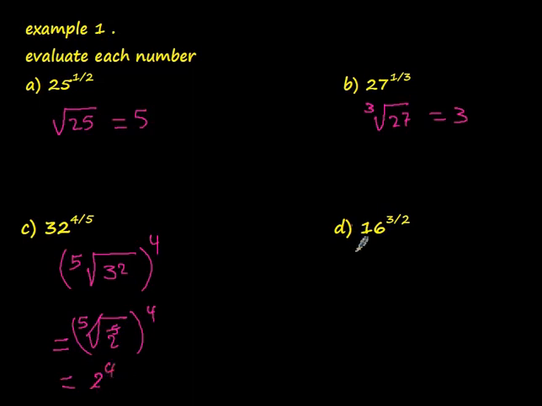Let's move to the last one. Okay, since we have a fractional power, think about root. 16 will be the base under the radical sign, and here we have the square root and all to the power 3. And now let's simplify it. It will be like this. The square root of 16 simply equals 4 to the power 3. And you can leave your answer like this, or if you want, you can expand it.